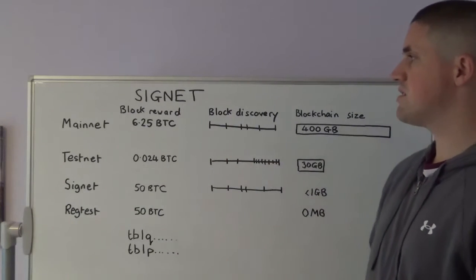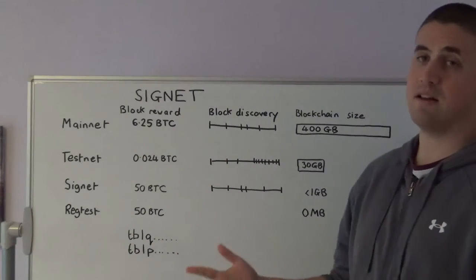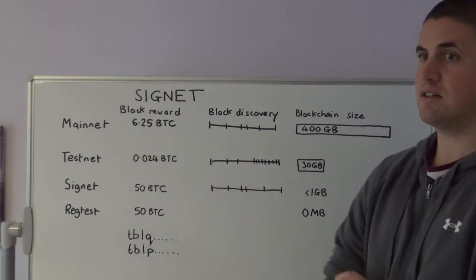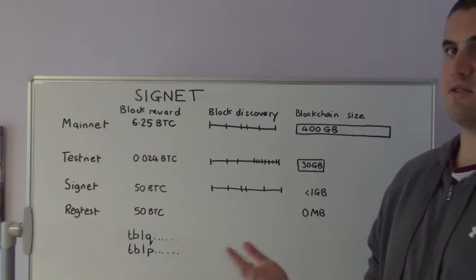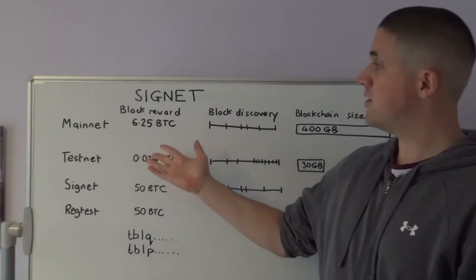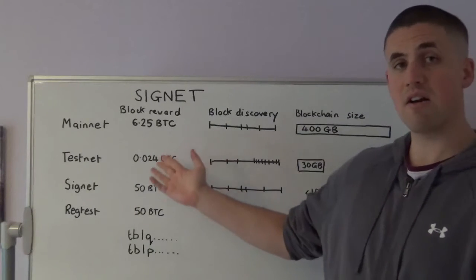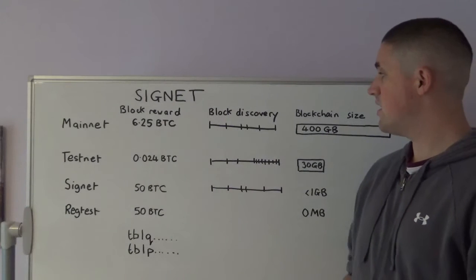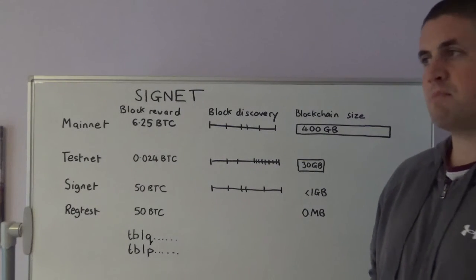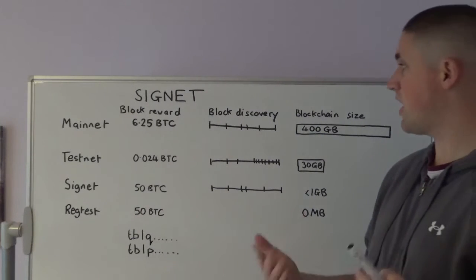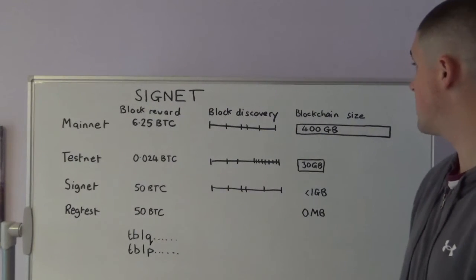So mainnet first. This is the Bitcoin blockchain, this is where real Bitcoin are stored and transferred and transacted with. On the Bitcoin mainnet blockchain, the block reward is currently 6.25 Bitcoin. For block discovery, there's a new block on average every 10 minutes. It can be a lot more than 10 minutes, it can be a lot less, but on average it's about 10 minutes.